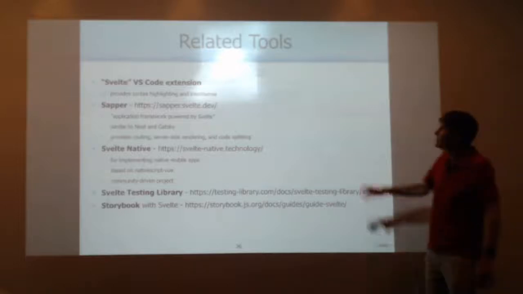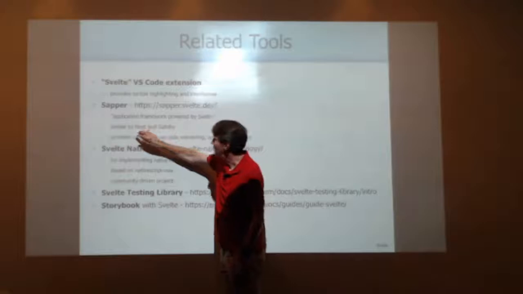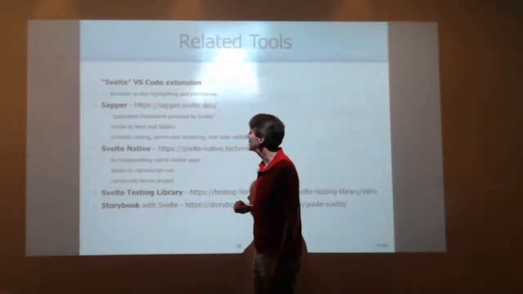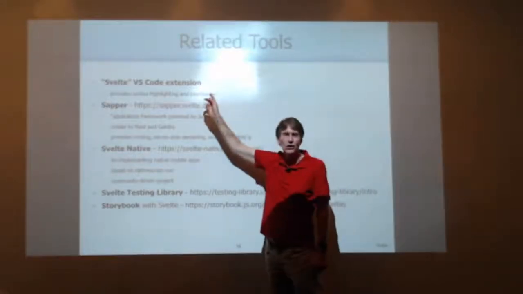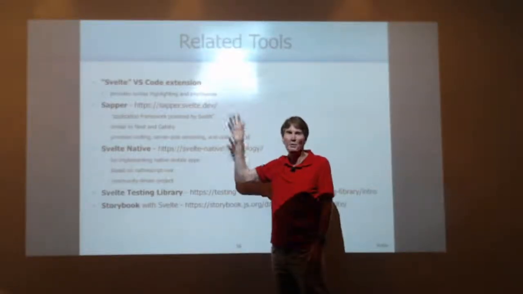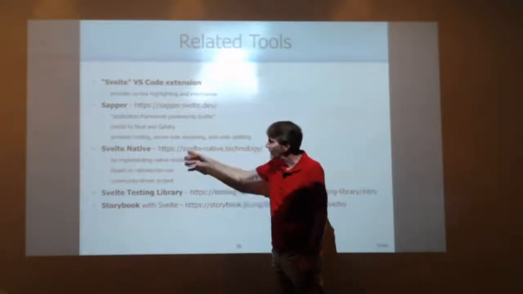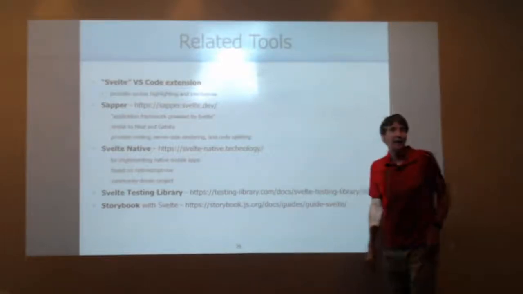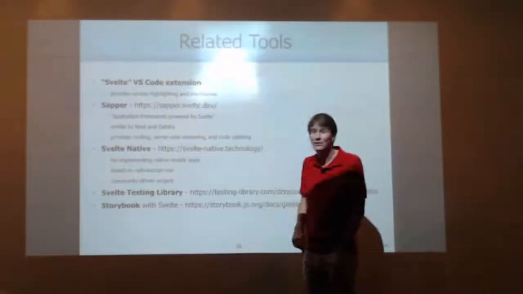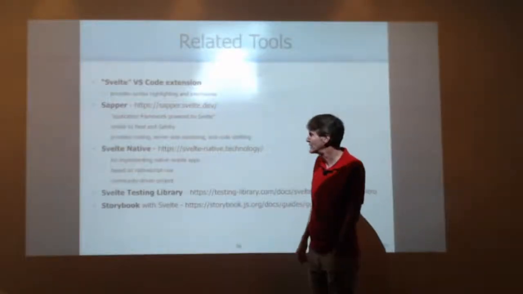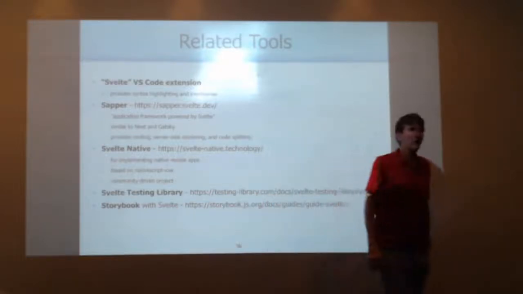So some related tools, we talked just a bit about Sapper, kind of similar to Next and Gatsby, and some of the things that it provides: routing, server-side rendering, and code splitting. There's a VS Code extension for Svelte that helps you out with syntax highlighting, and it has some IntelliSense related to Svelte. Svelte Native is a project to let you write mobile applications using Svelte. It is based on NativeScript-Vue, so following the work that was done in the Vue community. Svelte Testing Library I mentioned, and then Storybook works with Svelte.